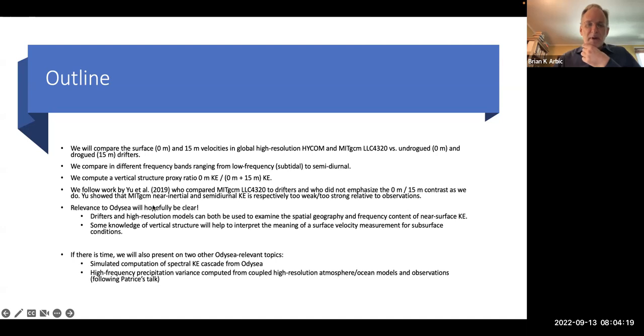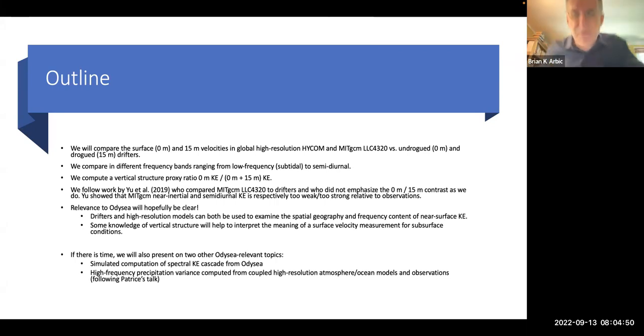We are following work by Yu et al., who compared the MITgcm to drifters. They did not emphasize the 0 to 15 meter contrast at all. They just said they're getting about the same results in terms of the way the maps look, but they didn't look at this vertical structure. They did show that the near inertial flows in MITgcm, the particular LLC4320, were too weak relative to observations, and the semi-diurnal kinetic energy was too strong.